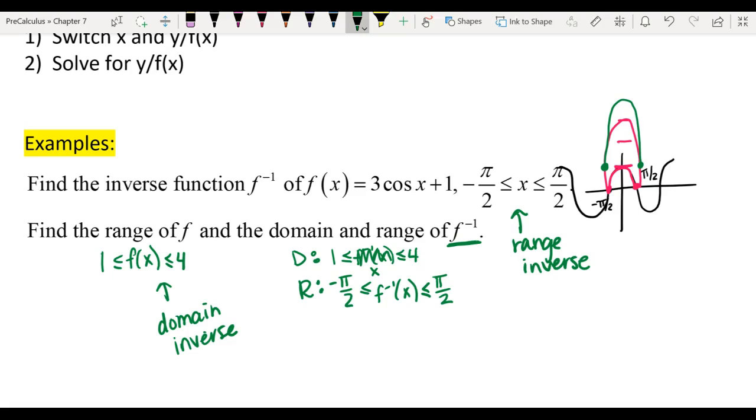This is our answer so far. So this is the answer to this part. We haven't even done this part yet. Okay, so this is the answer to part 2. And we haven't even done part 1 yet. We haven't found the inverse of the function yet. All we found was the domain and range of the inverse so far.